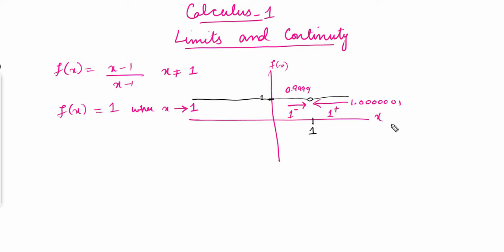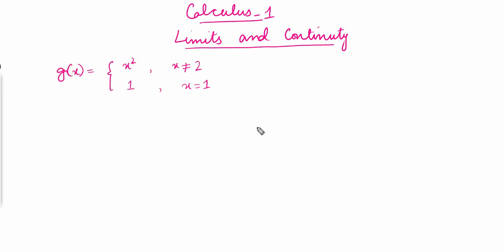Now let's consider another example. So here we have a function g of x. Such functions are called piecewise functions. So for this function, g of x is x square when x is not equal to 2, and the value of g of x is equal to 1 when x is equal to 2. So let's see the graph of this function, then we will explain about the limits, and we will check whether for this function the limit exists or not, and what will be the conditions for the limit to exist.